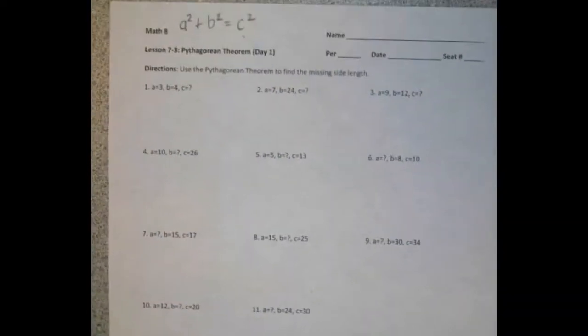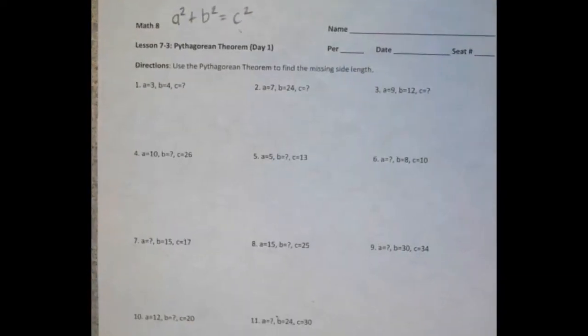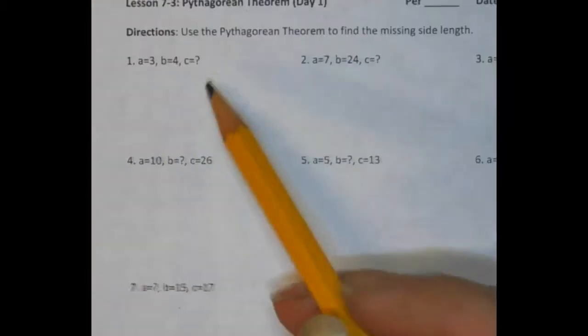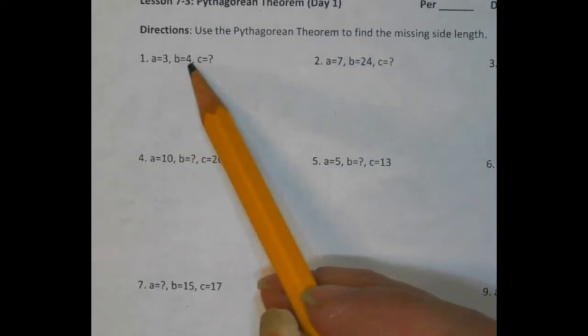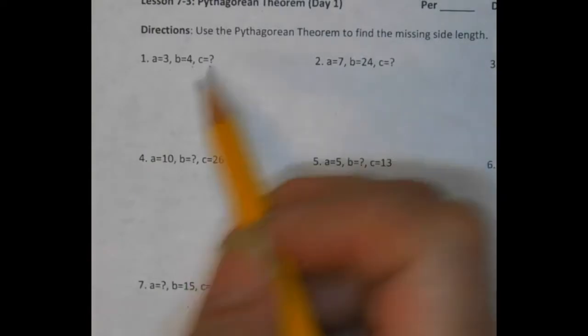All right, so flip your paper over, and we're going to take this information to help us solve a problem. Okay? So here I'm going to take this information. So side A is 3, side B is 4, side C is what we're trying to figure out, right? So I'm going to take this information and substitute it into my equation.